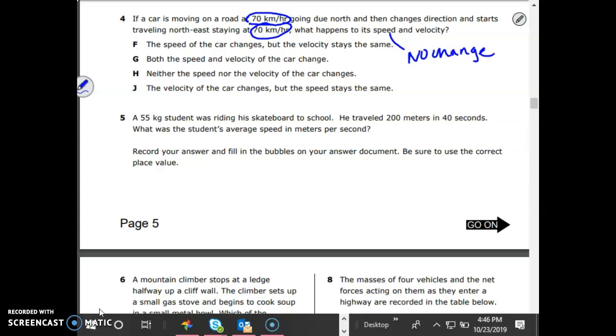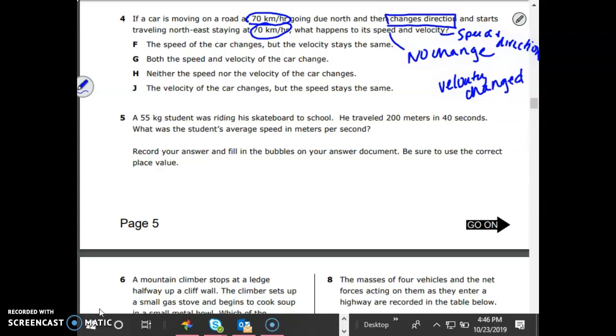This problem states that the car was going 70 kilometers per hour, changed directions, and it stayed going 70 kilometers per hour. However, if you see here, it changes direction. We know that velocity is both speed and direction, so if you change one, then you change the velocity. We know the speed did not change, but we know the direction did. So the velocity definitely changed because the direction changed.